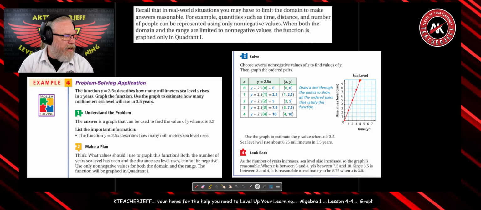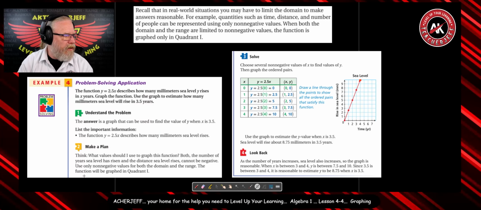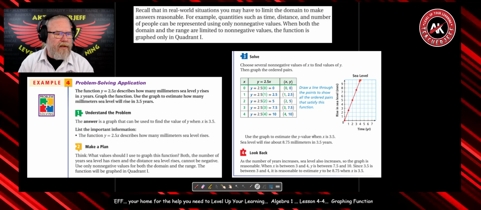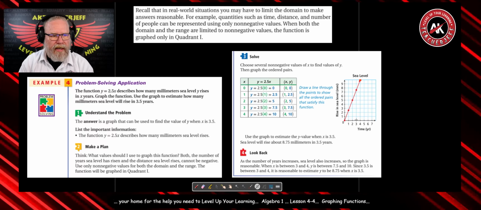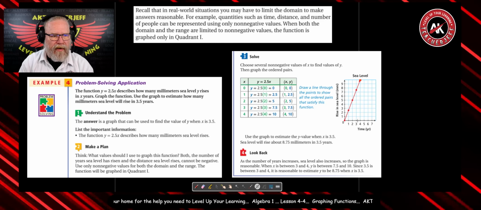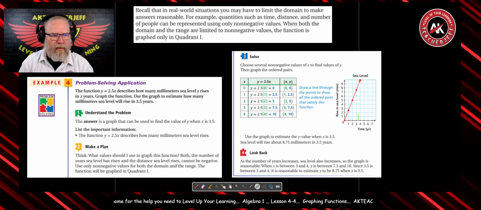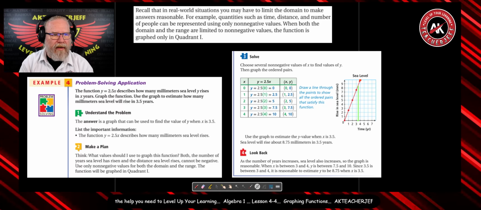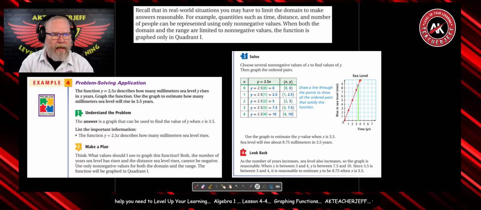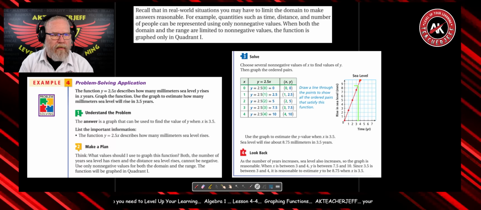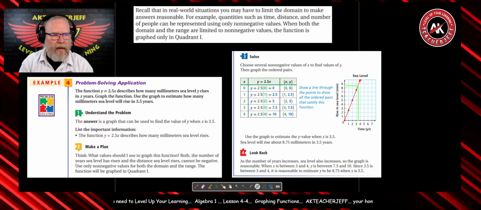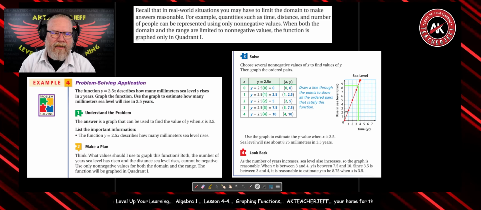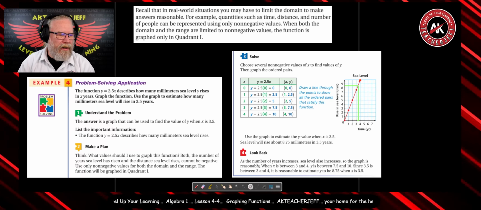I'm going to change colors here. I don't want to use blue. Maybe green. Yeah, we'll use green. So whenever x is 3.5, we go along the x-axis here and we find 3.5. It's right in between the 3 and the 4. Go up to where it touches the graph, and it touches right there. And so then we go over and see, what would the y value be for that corresponding spot? And it looks like it's going to be right around 8.5 or so. But let's go ahead and read on.